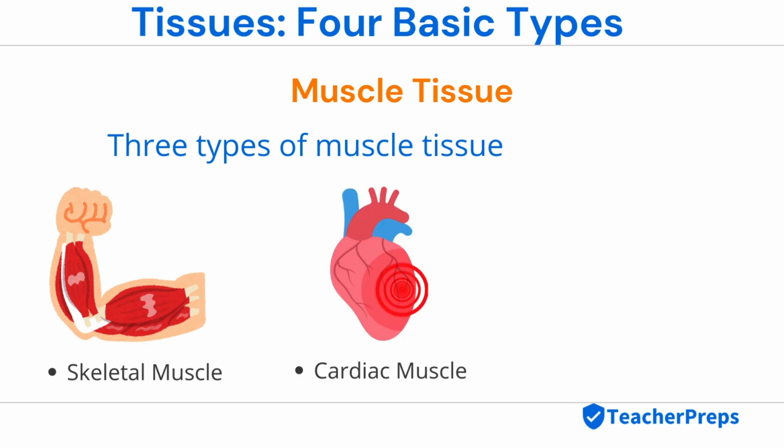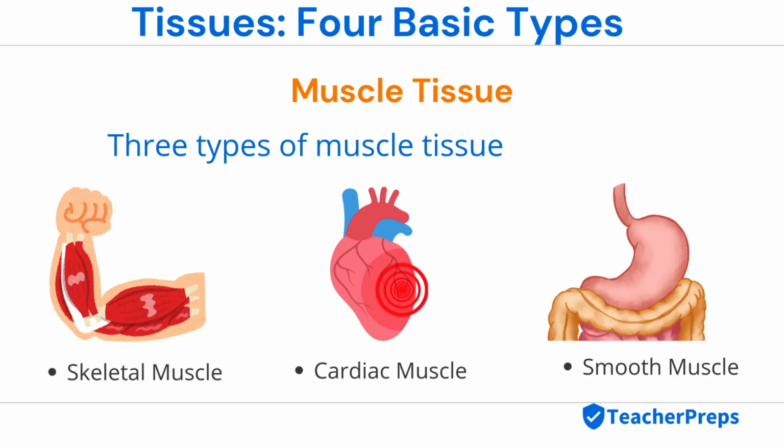We also have the cardiac muscle, and this is found in the heart. This muscle pumps our blood. And of course, the smooth muscle, which is found in the walls of organs like our digestive tract, as well as blood vessels.